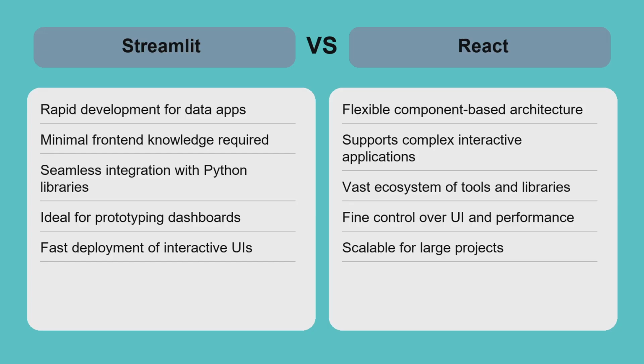If your goal is quick deployment of Python-based data apps, Streamlit saves time and effort. For applications requiring rich UI features, responsiveness, and integration with diverse services, React is the stronger choice. Streamlit's abstraction limits customization, while React demands more technical expertise and setup. Choosing between them depends on your project needs. Streamlit for rapid data-centric apps, React for scalable, interactive web solutions with detailed UI control.